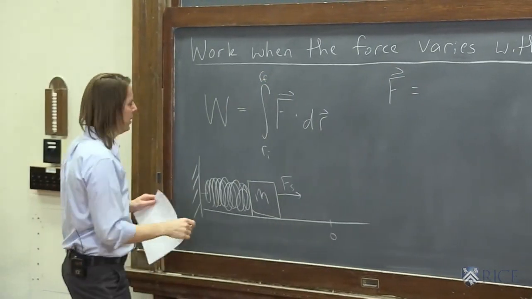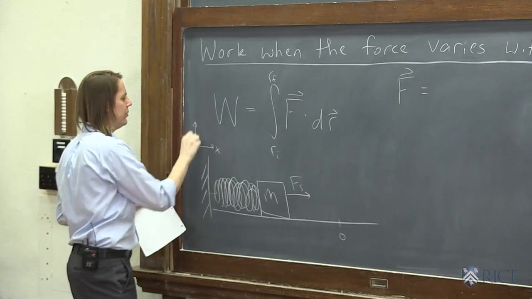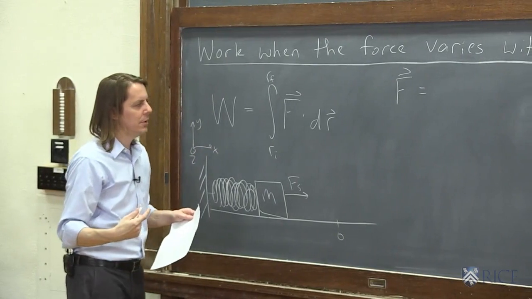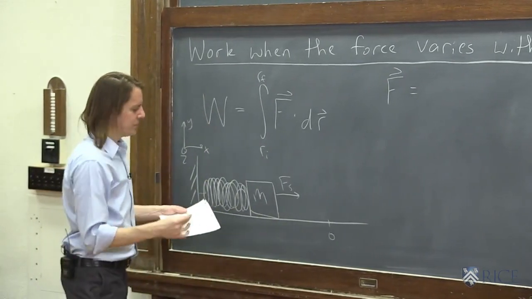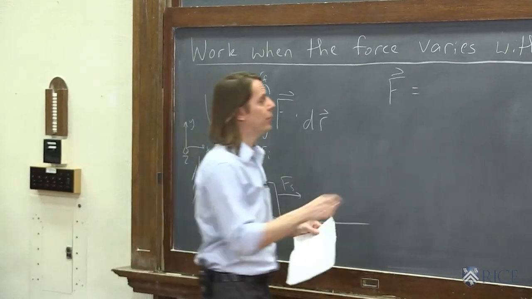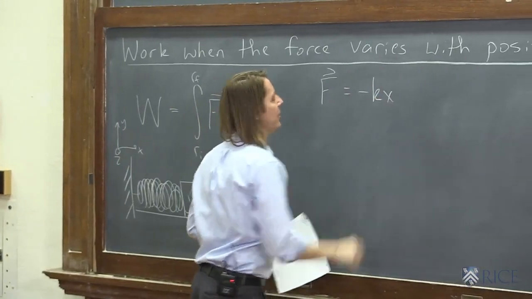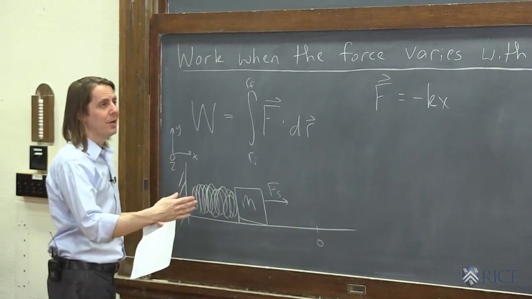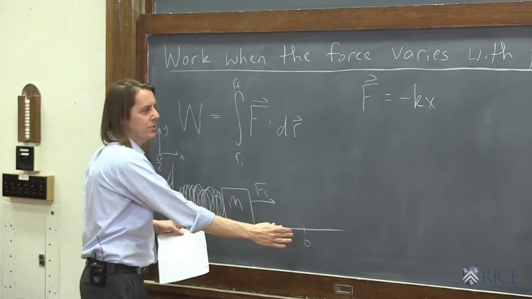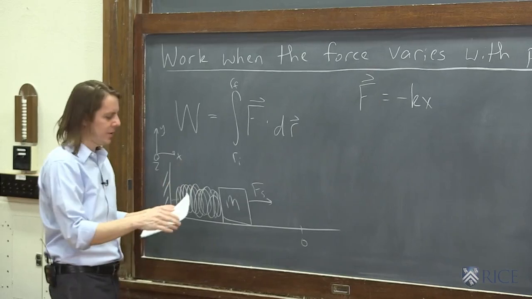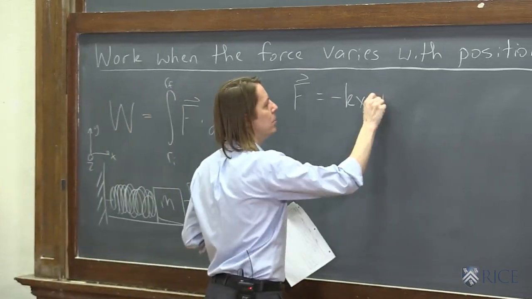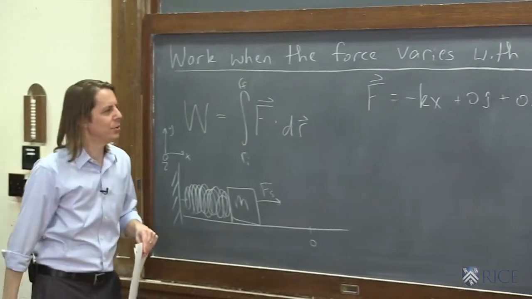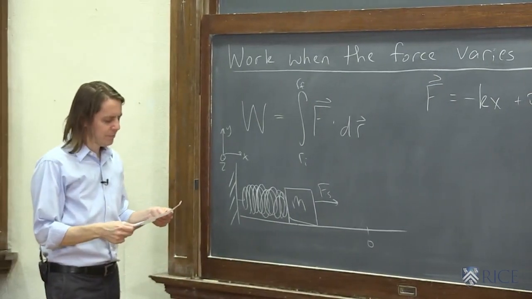Let's do the full coordinate system, x, y, z, as usual. In the x direction, what is the force? According to Hooke's law, it's minus k times the x position. It's really the displacement from the natural length, but I put the natural length at the origin, so we just call it minus k times x, plus 0 j hat plus 0 k hat. We don't really need those. This is obviously one-dimensional, but we'll be complete.